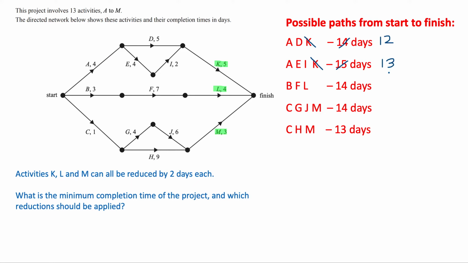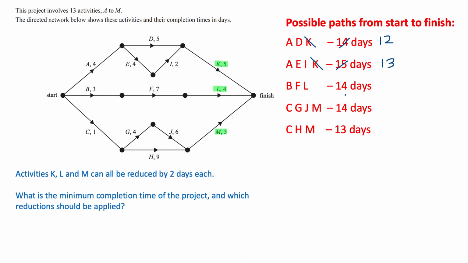All right, so that's good. We've made a reduction that's actually reduced the critical path. What you'll notice now is we've actually created a new critical path. So we've got these other 2 paths here, B, F, L, and C, G, J, M. They're now the 2 new critical paths because they're the longest ones.